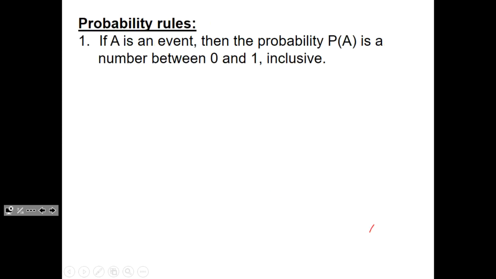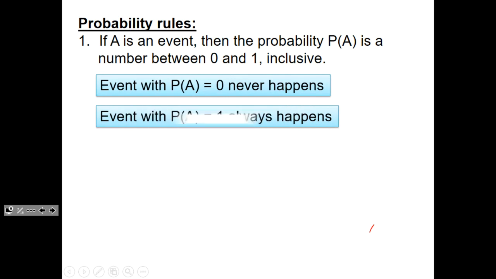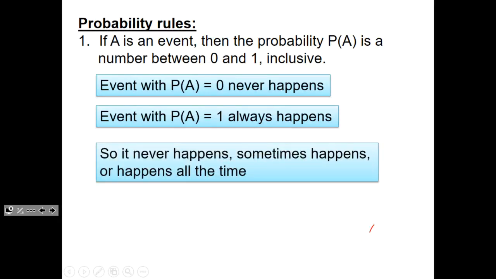Now, we've got some probability rules. We have to obey these. If A is an event, then the probability of A, call that P of A, is a number between 0 and 1 inclusive, meaning it includes 0 and 1. If the probability of A is 0, that just means it never happens. It just can't happen. Alternatively, if the probability of A is 1, it means it always happens. Every time I do it, this is going to occur. So it can never happen, it can sometimes happen, meaning the probability is somewhere between 0 and 1, or it can happen all the time, meaning it has probability of 1.